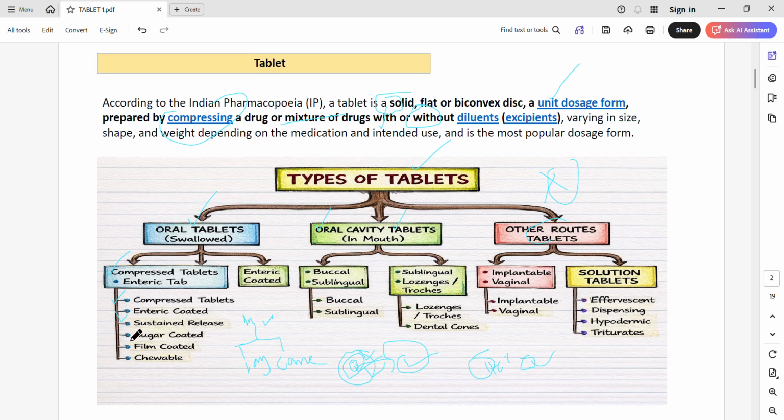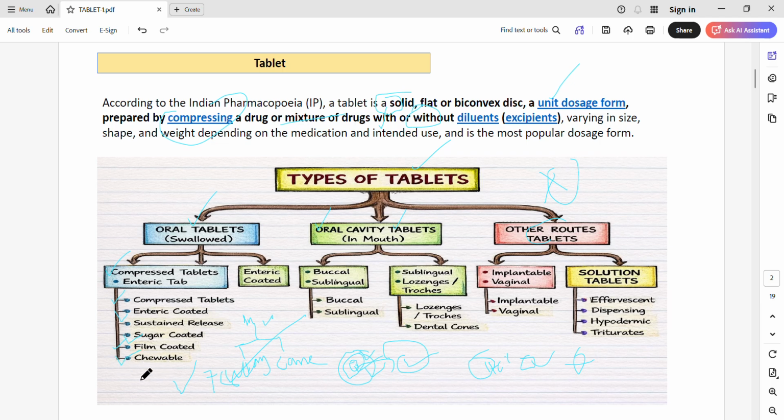Then the sugar coated tablet. Mainly when the tablet has a bitter taste, we use a sugar coated tablet. In the film coated tablet, it is the alternative procedure for drugs requiring coating. In film coating, the coating materials are mainly a plasticizer plus a surfactant.